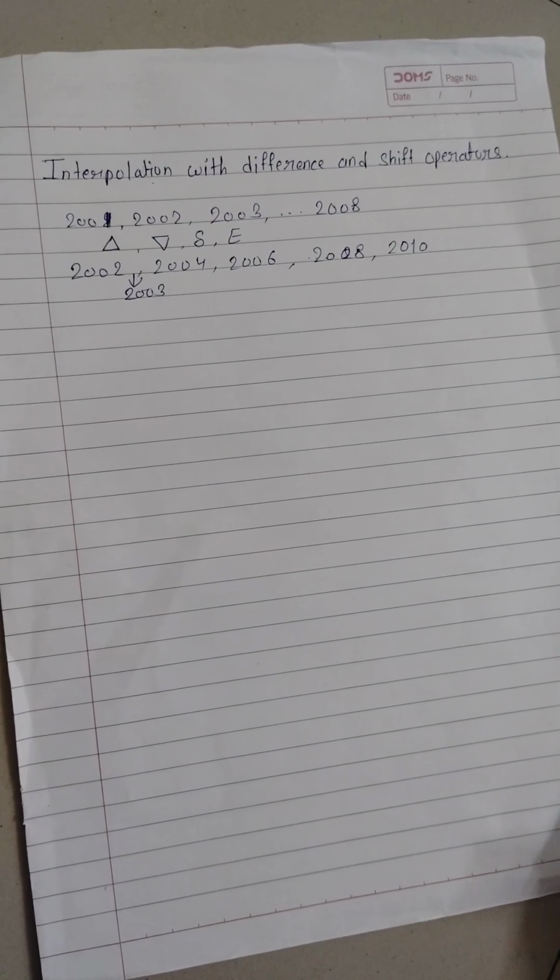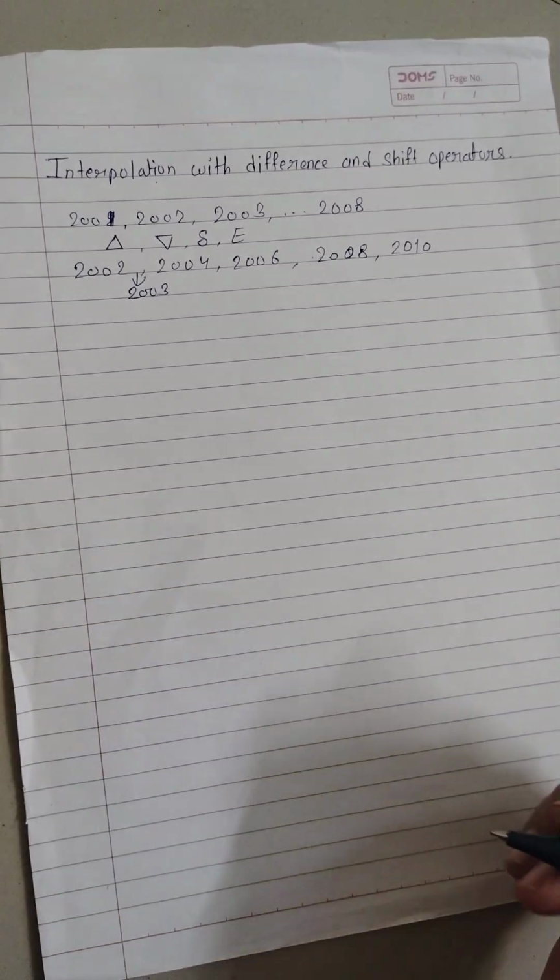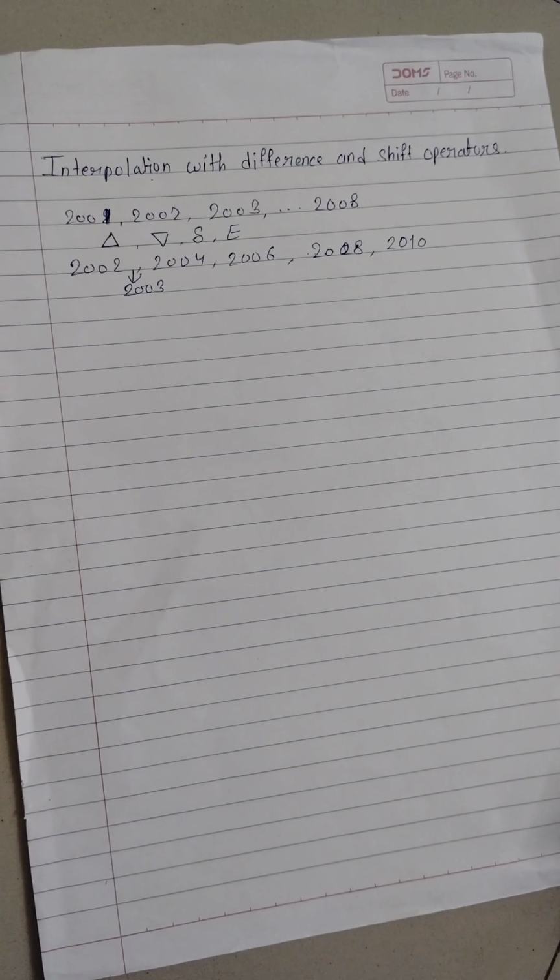some company is there and we know the production in 2002, 2004, 2006, 2008 and 2010, and the 2003 data is missing in my file. So how to calculate that? To calculate that data we require interpolation. Why is interpolation used here?